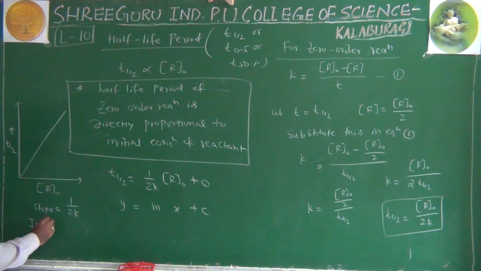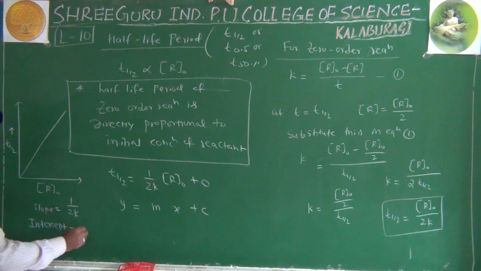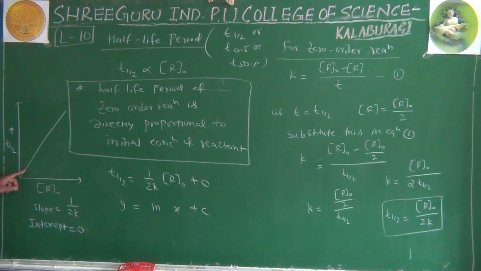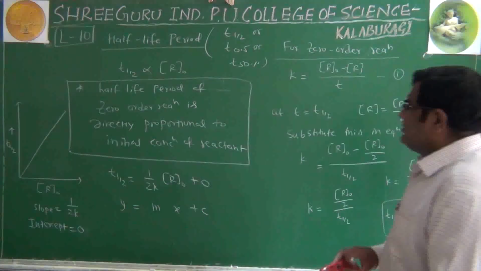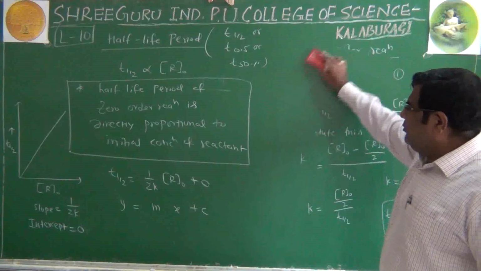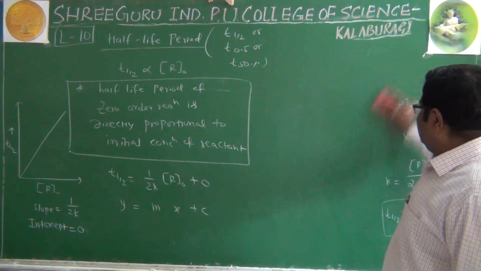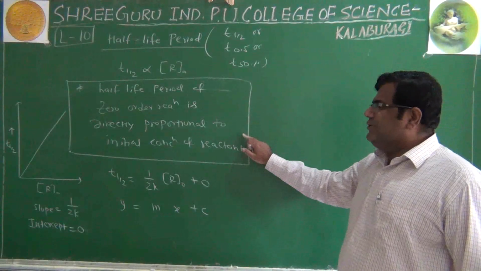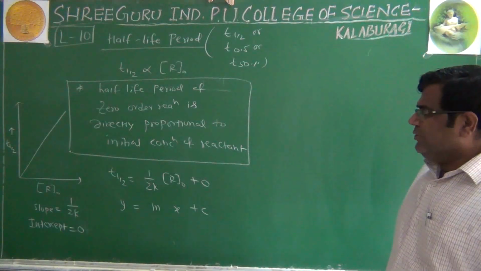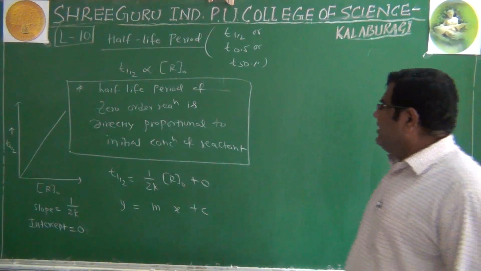And the intercept equals 0. There is no intercept. It is a straight line passing through the origin. Now we have to think over the sentence we have written here: half-life period of zero order reaction is directly proportional to initial concentration of the reactant. What do we mean by it?